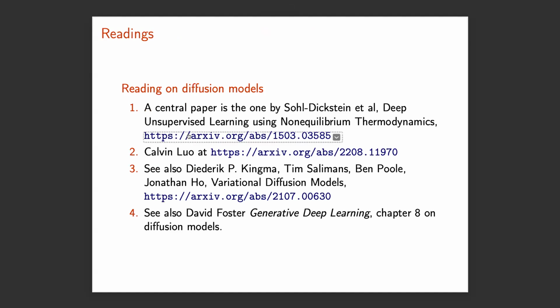There are some papers from which I have borrowed a lot in the lecture notes here. One is Calvin Luo's paper, and there's also Kingma et al.'s paper on variational diffusion models, which is also an excellent read. For TensorFlow implementations, the book by David Foster, which we recommended at the beginning of the semester, has in chapter 8 several nice implementations of diffusion models with TensorFlow.